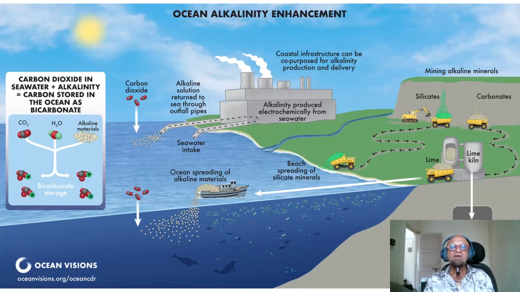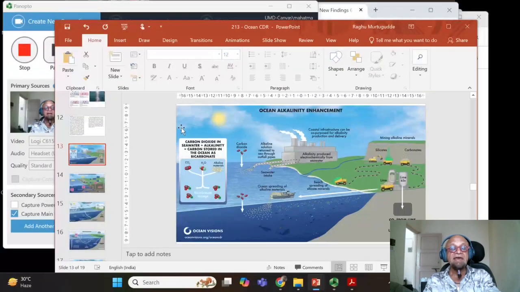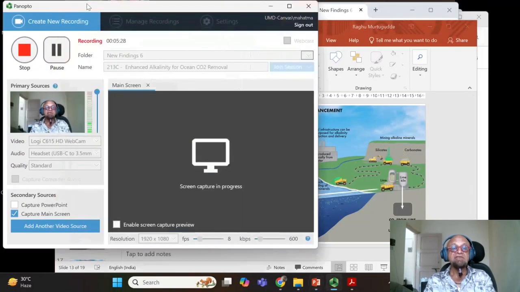There's a lot of very warm water being released into rivers and the oceans by various power plants and nuclear plants that we worry about, but maybe there is a way to repurpose and co-purpose them for enhancing alkalinity and ocean CDR.